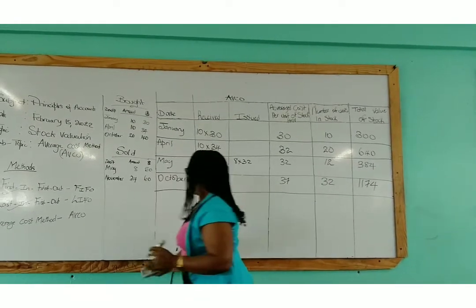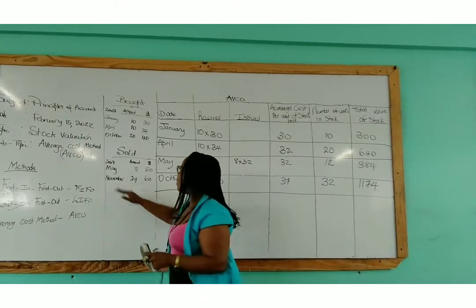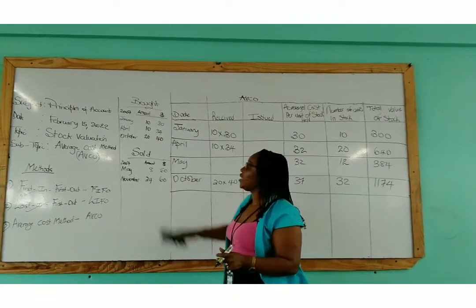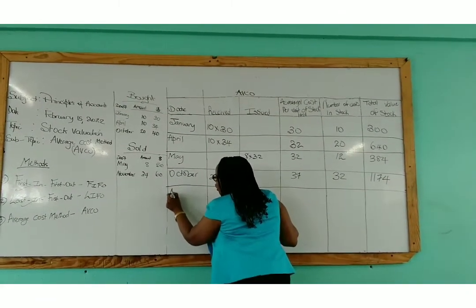Now, you can say the months of the year. Right after October comes November. And what is happening in November is that we are selling or issuing, whichever word you want to call it. So we are going to write November.